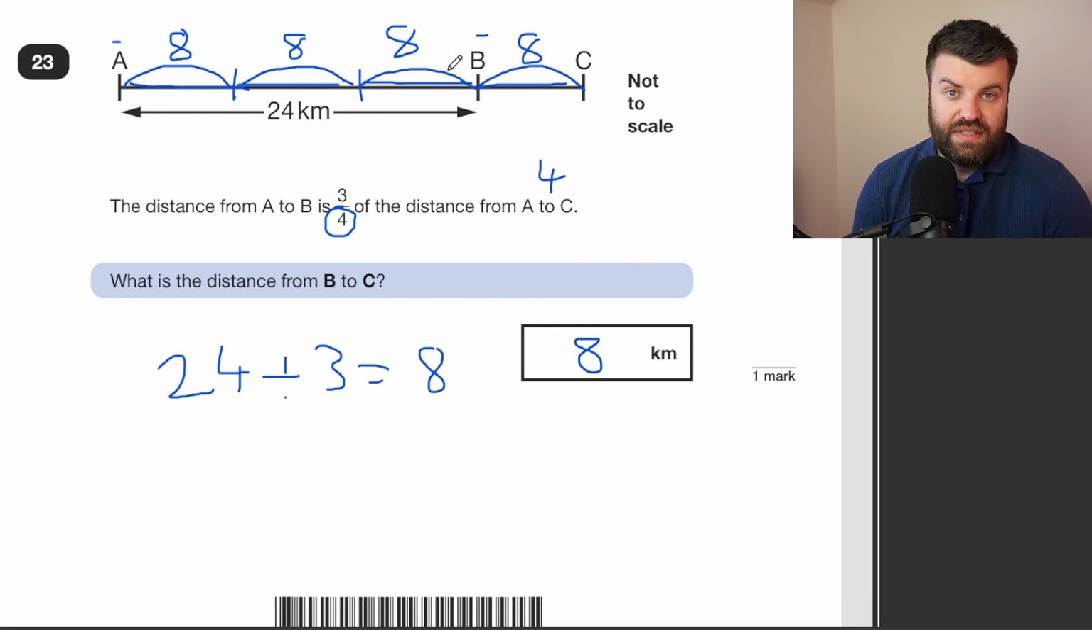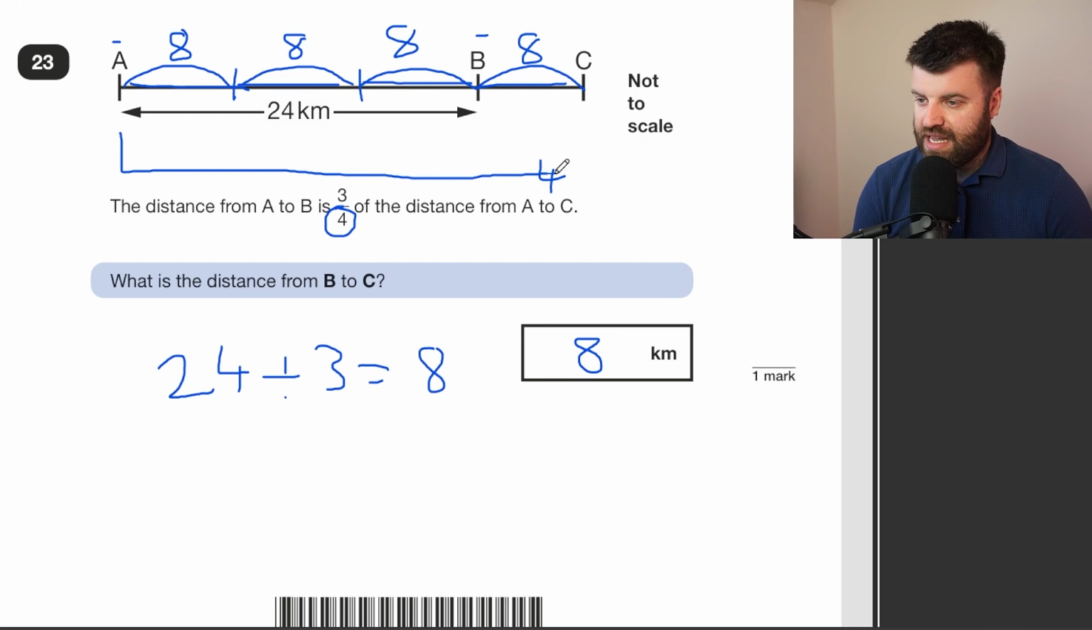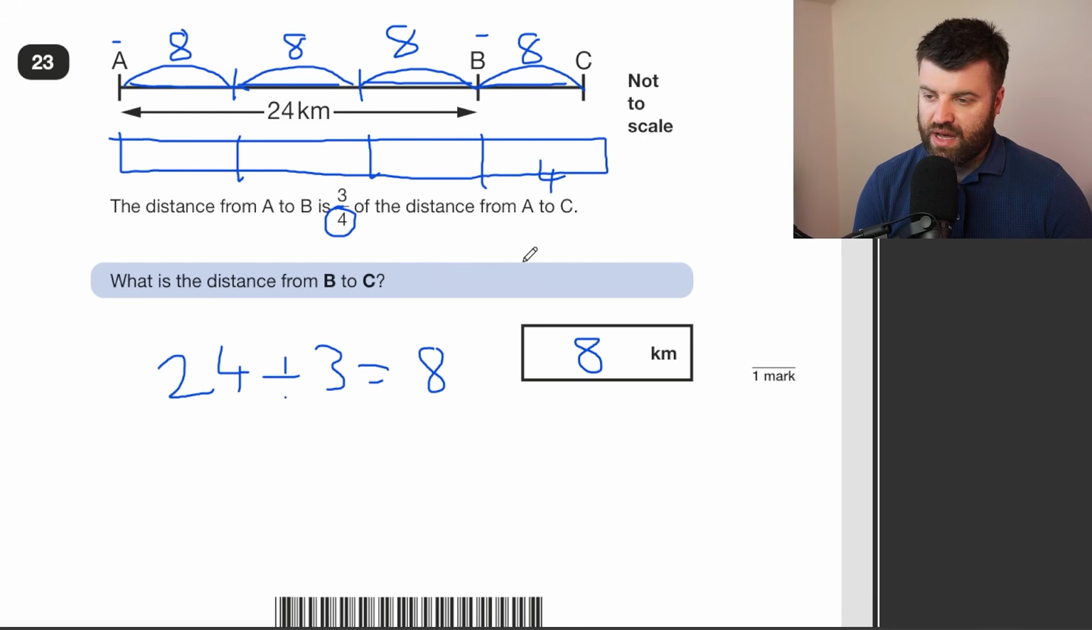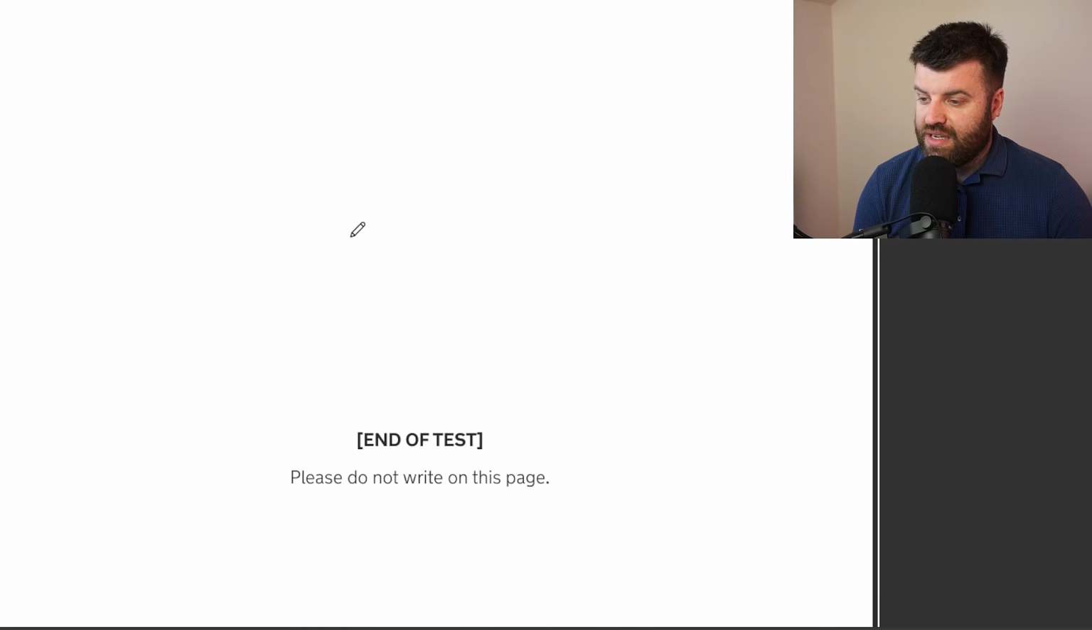That's why, when I do a lot of teaching on YouTube, you see lots of my videos, I do bar models, because this is basically a bar model. It's just written on a number line instead with 4 equal parts. It does help in these trickier questions.